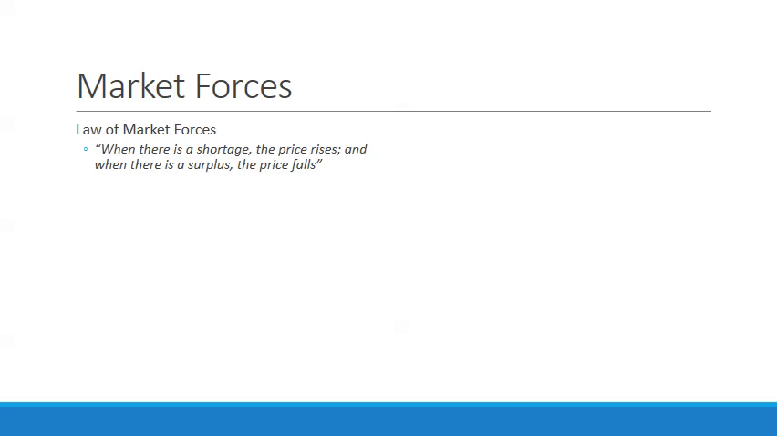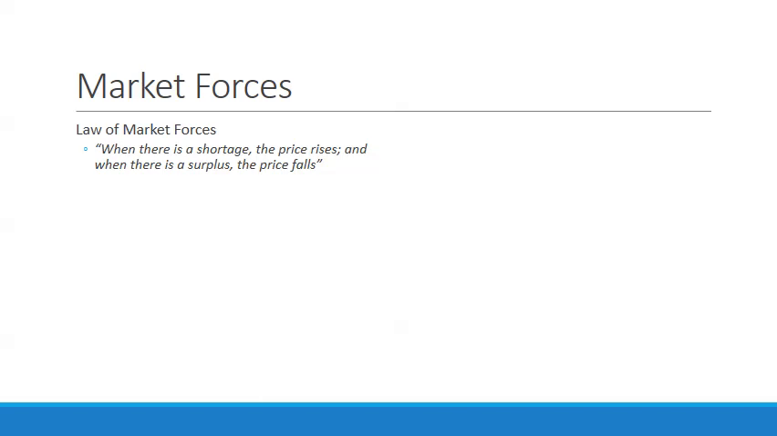Okay, so the actions of buyers and sellers move the market towards equilibrium. What we call that are market forces, and we have this law of market forces. So when there's a shortage of a good, the price increases. And when there's a surplus, the price falls. So to help you think about this, if a good is rare, if there's not a lot of it in the market, then the value of the good goes up. If there's a tremendous amount of a good in the market, then the value goes down and the price falls.